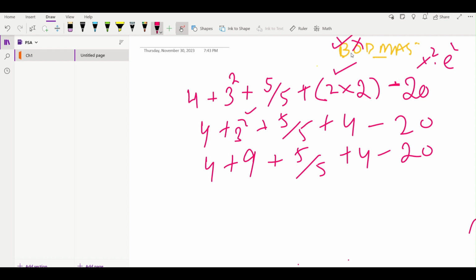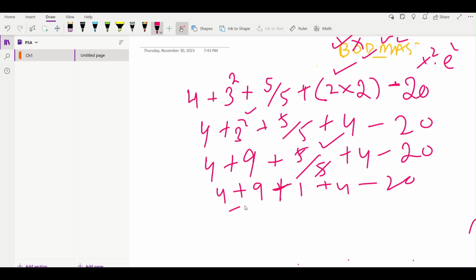Now it's time for division. So here is the division, and now I will solve it: 4 times 9 plus 5 divided by 5 is equal to 1, plus 4 minus 20. Then there is no multiplication left. Then addition, whatever comes first, we have to do first.